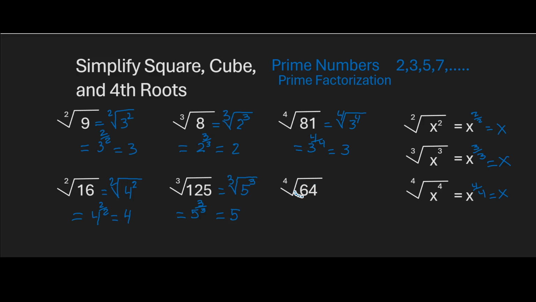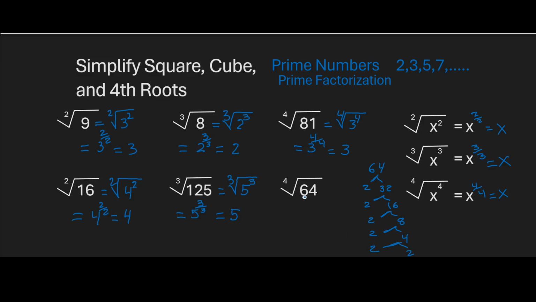Anyway, I'm going to find the prime factorization of the number 64. And what I'm going to do is start dividing this by 2. If I divide it by 2, I'm going to get 32. If I divide this by 2, I'm going to get 16. If I divide this by 2, I'm going to get 8. If I divide this by 2, I'm going to get 4. And if I divide it by 2, the answer is 2.